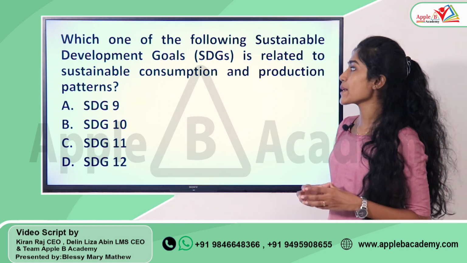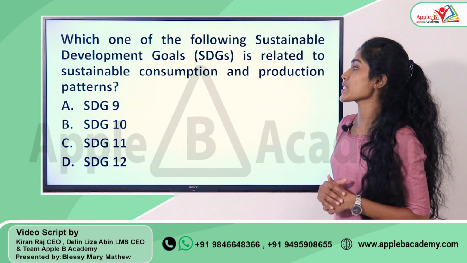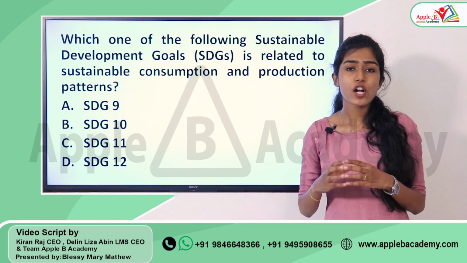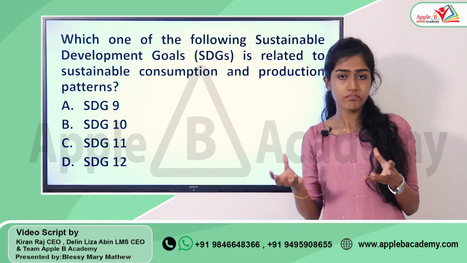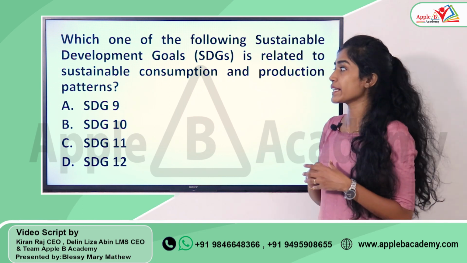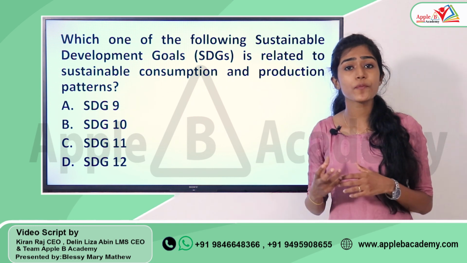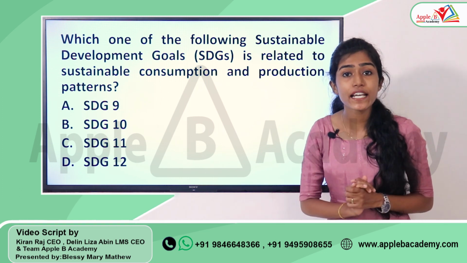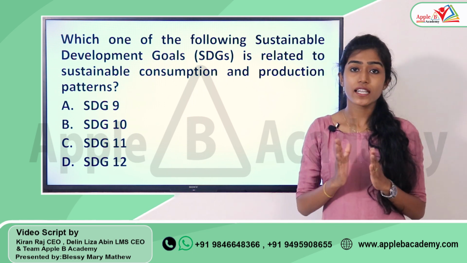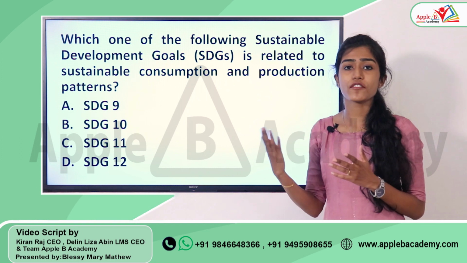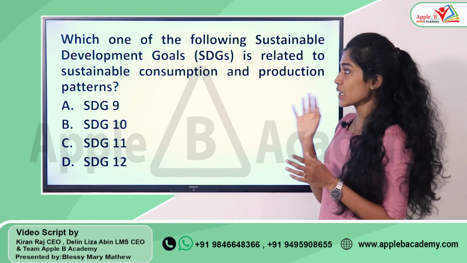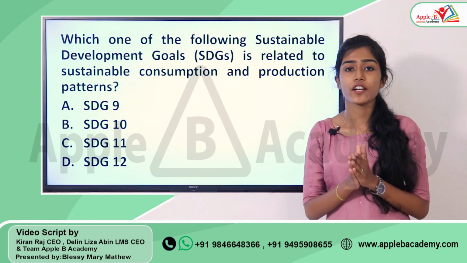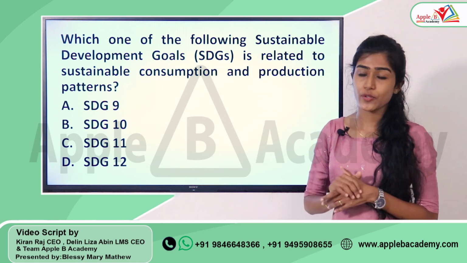Which one of the following Sustainable Development Goals, or SDGs, is related to sustainable consumption and production patterns? If you consider SDGs, as I have already mentioned, there are 17 goals which together form the Sustainable Development Goals. They were adopted in 2015 and came into force in 2016, and the target year for achieving them is 2030. So basically it was associated with the 2030 Agenda for Sustainable Development, right?